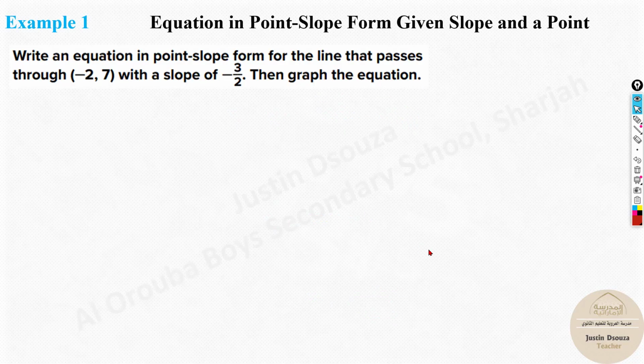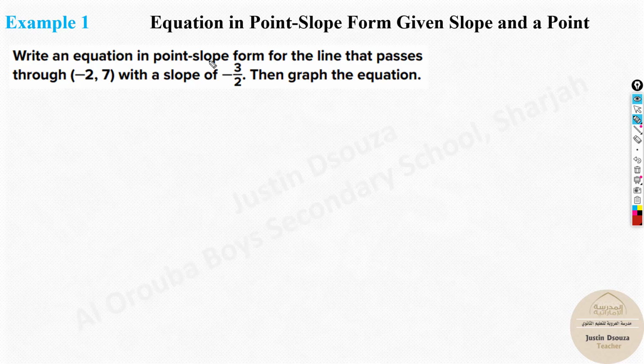So we move on to the first problem, that is, write an equation in point slope form for the line that passes through this particular point, that is minus 2, 7 with the slope of negative 3 by 2. Now we know the slope is negative, so the line would be something like this, okay? And we know there's a point passing over here. We will do the graph as well for this, but generally these types of problems are asked only for the equation.